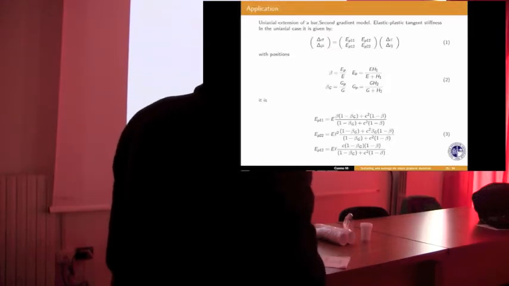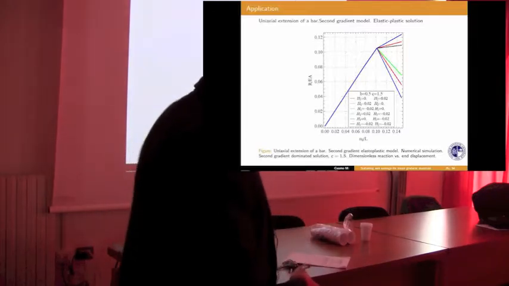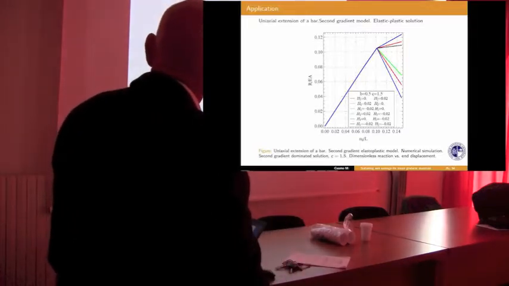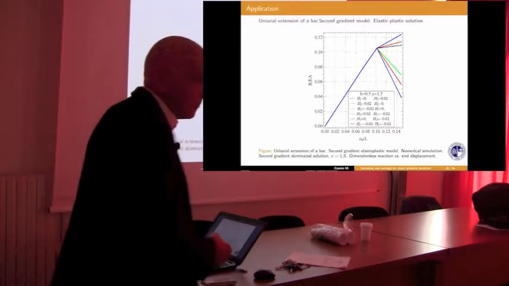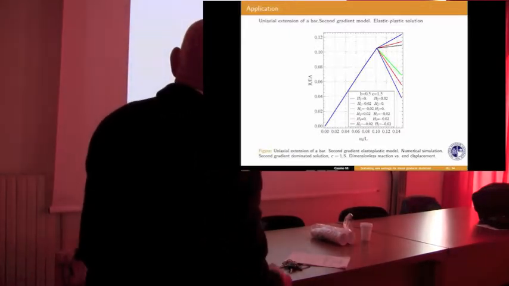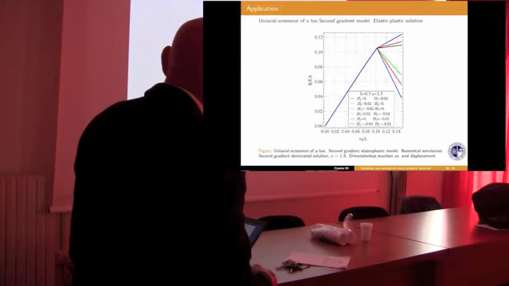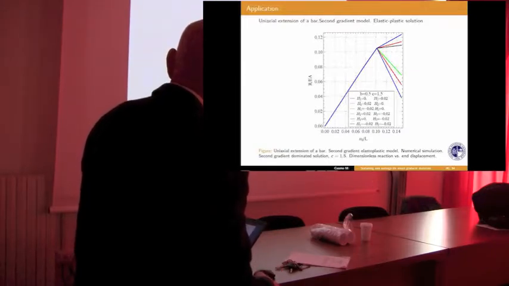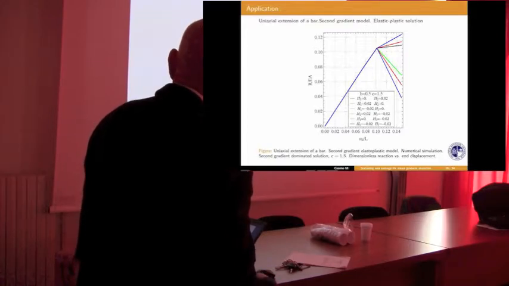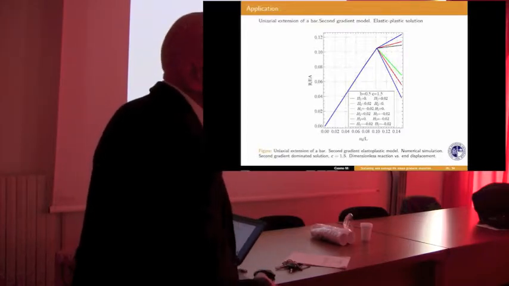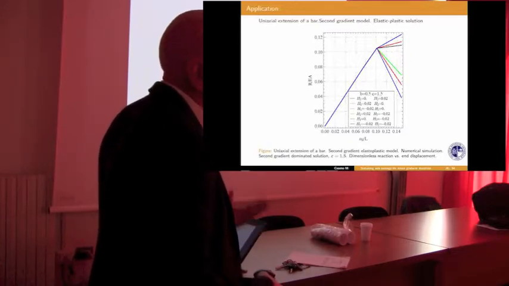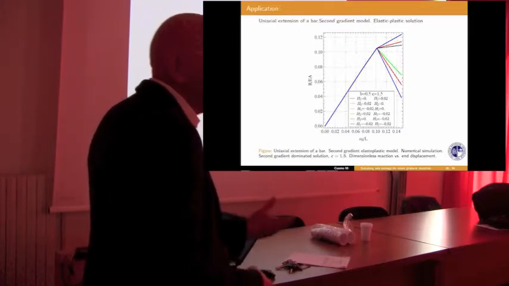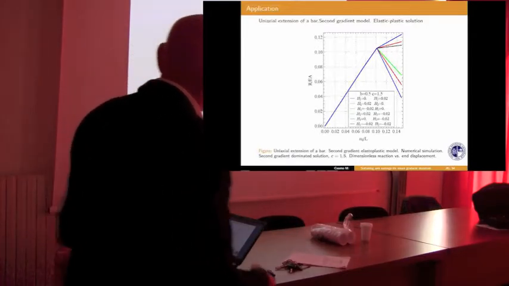This one is some results. This is the second gradient model, elastic plastic solution with uniaxial extension. And these are second gradient dominated solutions. That means in the yield function, the contribution of the hyperstress weighs more than the contribution of the first stress, the first gradient stress.